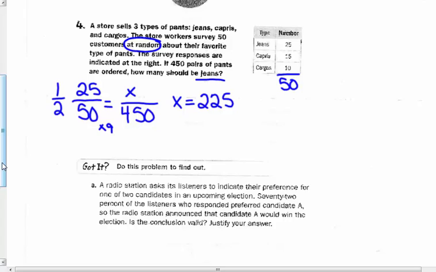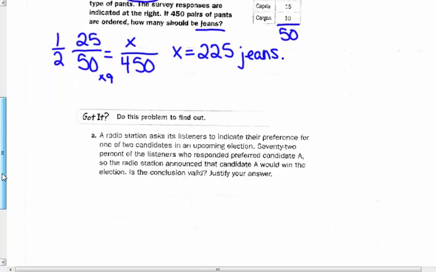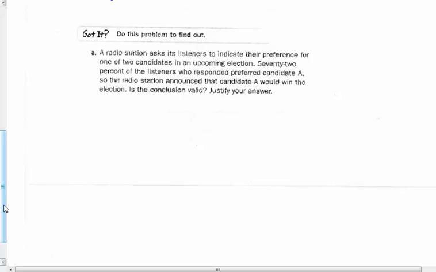So you could do it the equal ratio way, you could set up a proportion, you can see that 50 times 9 equals 450. So there are 3 ways you could get to this number being 225. 225 pairs of jeans should be ordered based on the survey because it is a valid survey. Do this problem too. Do you understand this?